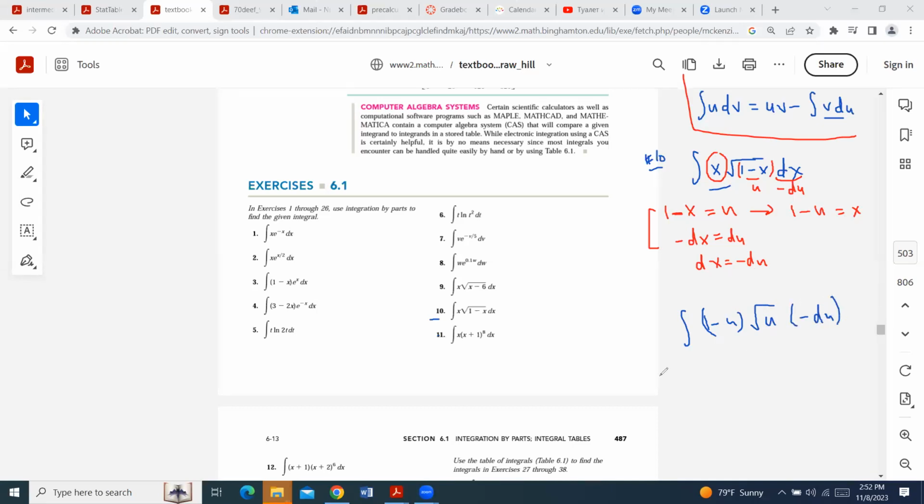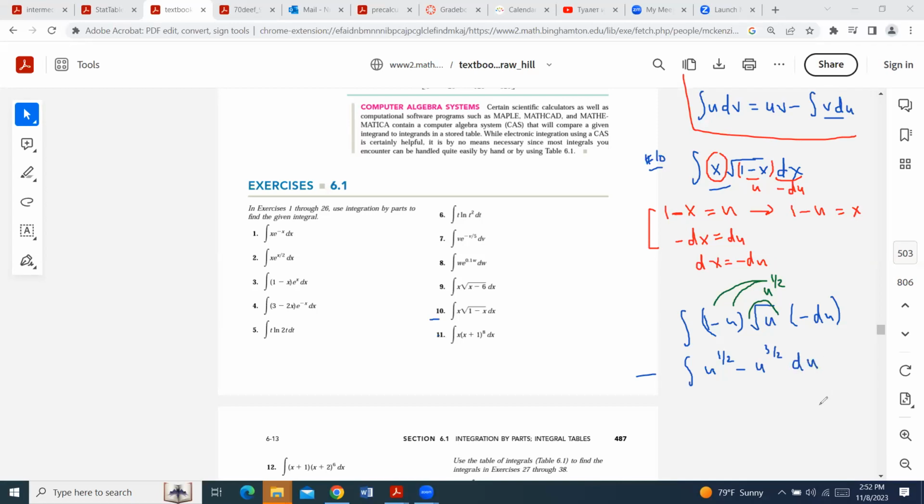So that minus from du will go on the outside. I will write this as a power, square root as u to the power of 1/2, and distribute like that. Okay. So we're going to end up with 2 pieces to integrate. One will be u to the power of 1/2, and the other will be u to the power of 1 and 1/2, which is 3/2. And du is here with us.